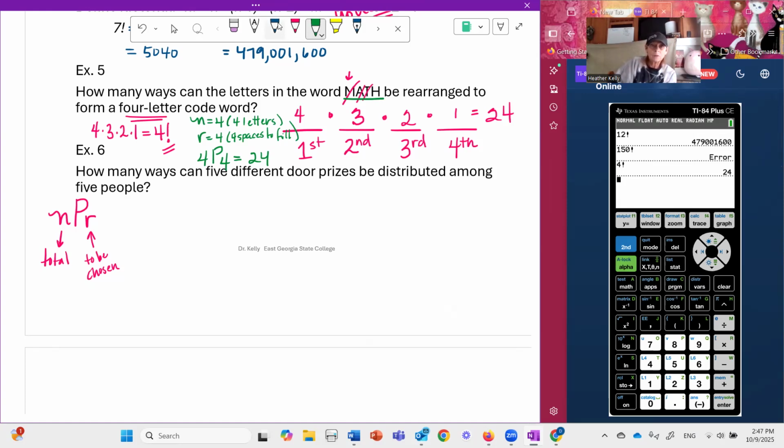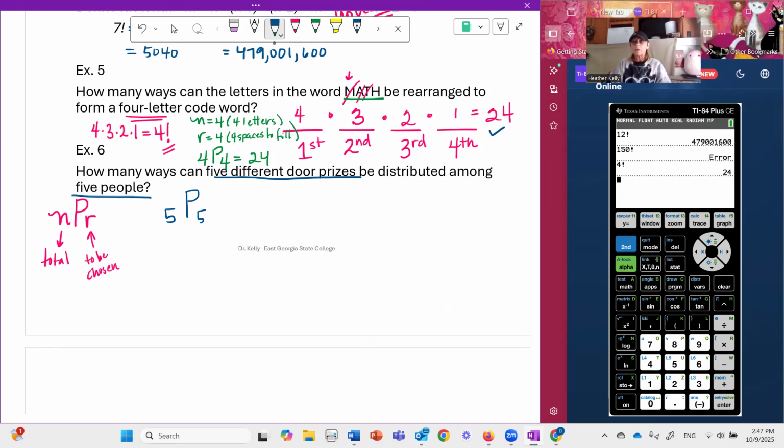Okay, so let's look at this example. How many ways can 5 different door prizes be distributed among 5 people? So this is a 5P5 position, and we could draw it out like we did up here: first door prize, second, third, fourth, fifth, and figure it out like that.